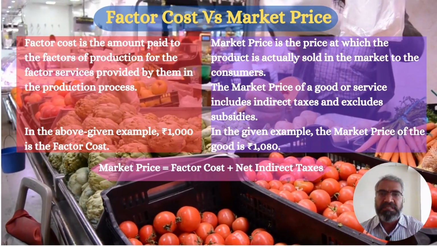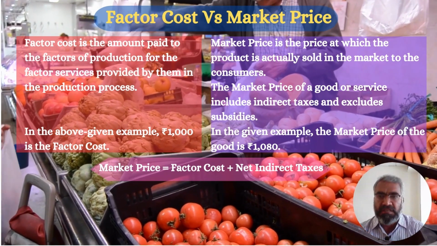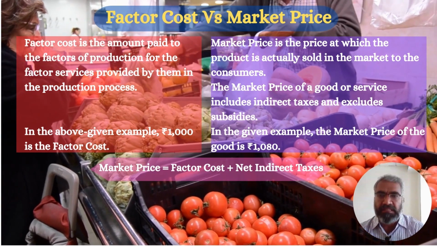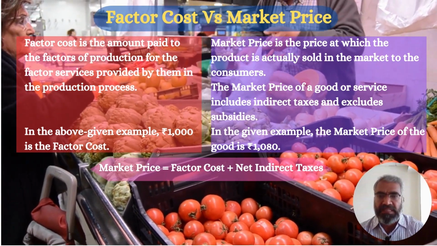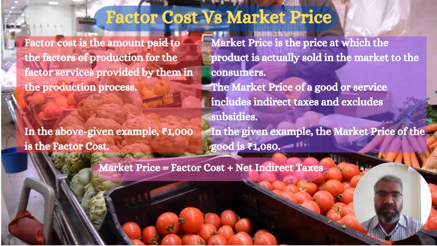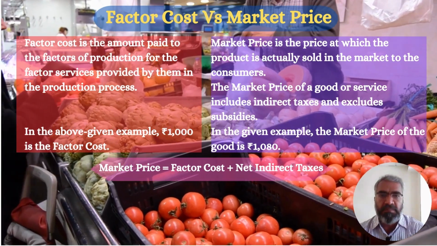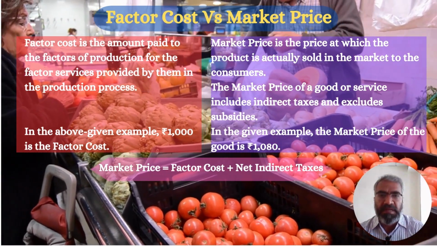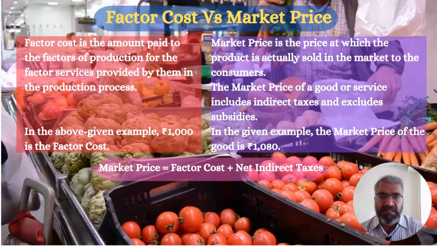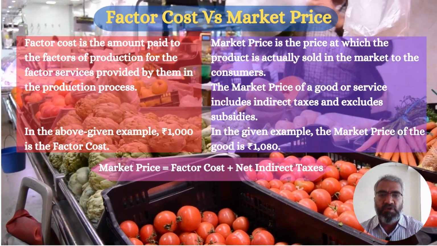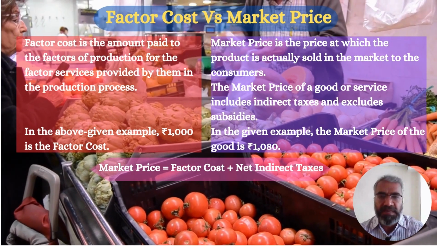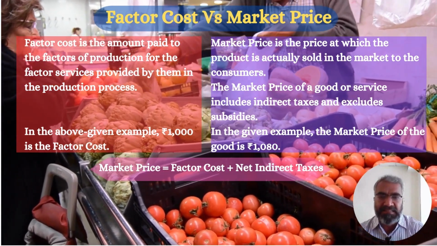Factor cost versus market price. Factor cost is the amount paid to the factors of production for the factor services provided by them in the production process. In the above example, rupees 1000 is the factor cost, whereas market price is the price at which the product is actually sold in the market to the consumers. The market price of a good or service includes indirect taxes and excludes subsidies. In the given example, the market price of the good is rupees 1080. So market price is equal to factor cost plus net indirect taxes.